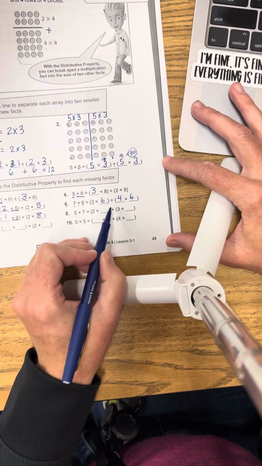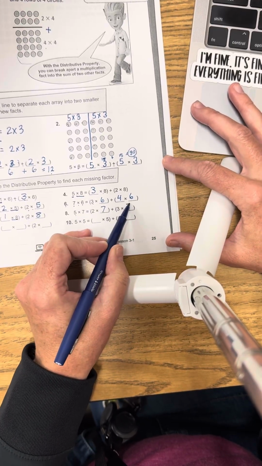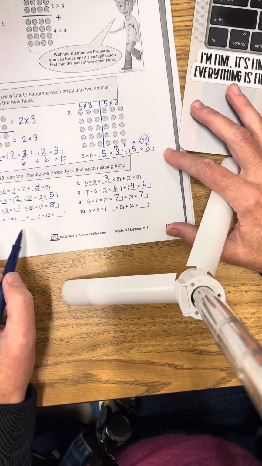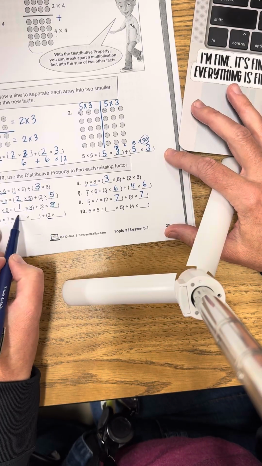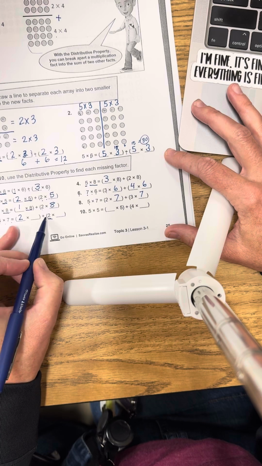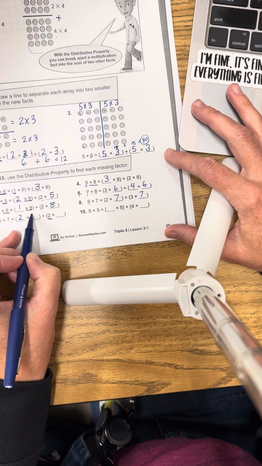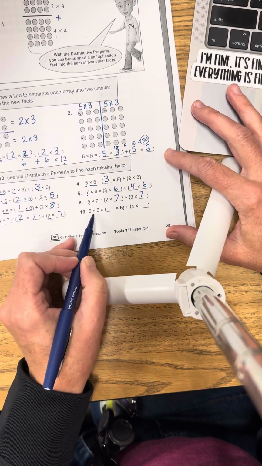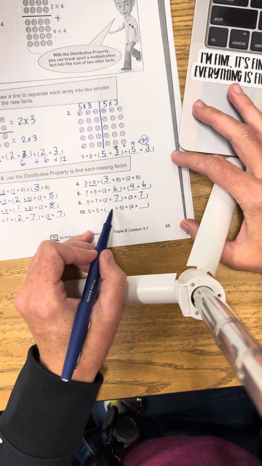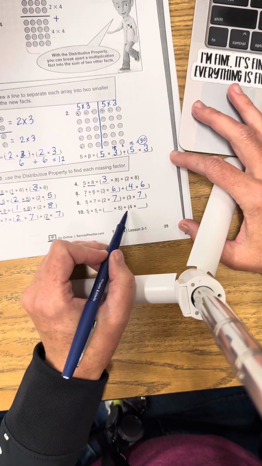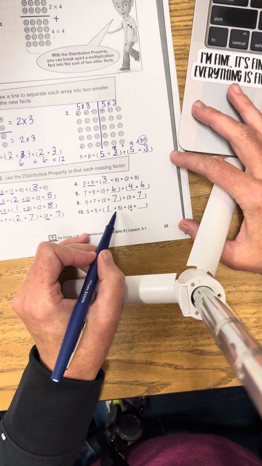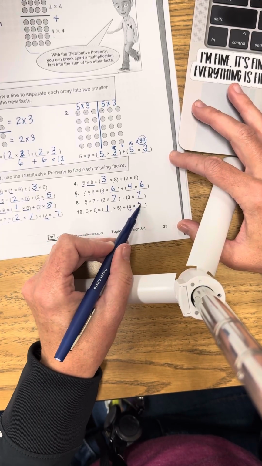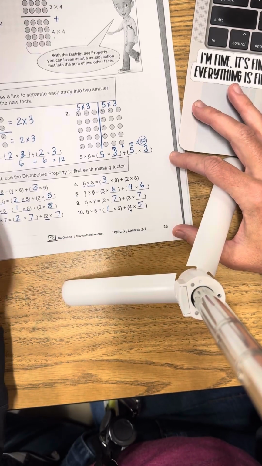5 times 7. My times 7 is going to stay the same. 4 times 7. I notice I've got 2 here, so I can only have a 2 here. 2 plus 2 equals 4. The times 7 stays the same. And then 5 times 5 equals something. I notice I've got a 4 here. 4 rows got broken off, which leaves 1 by itself. And my times 5 stayed the same, or 5 in each row.